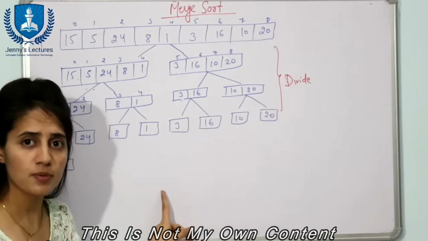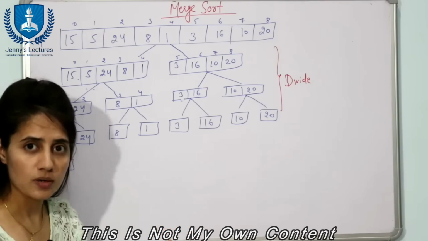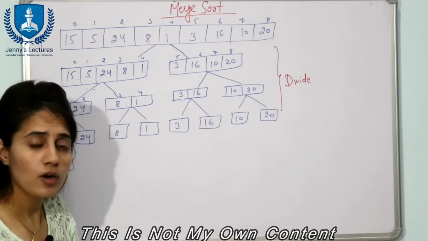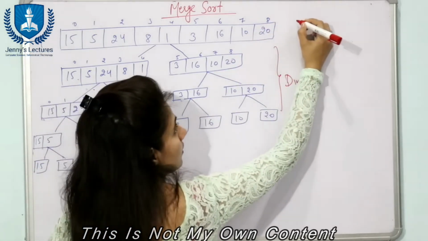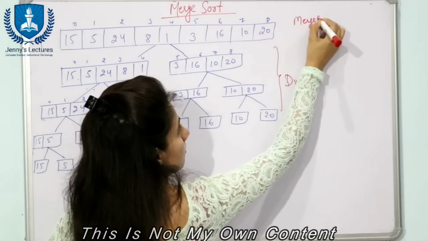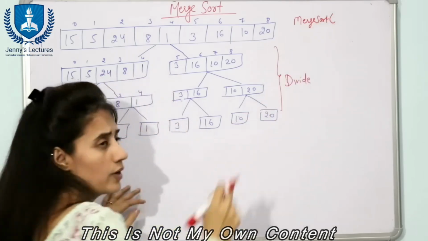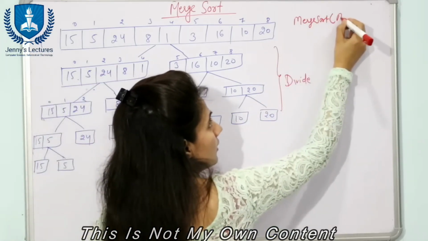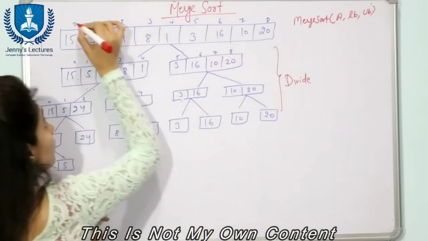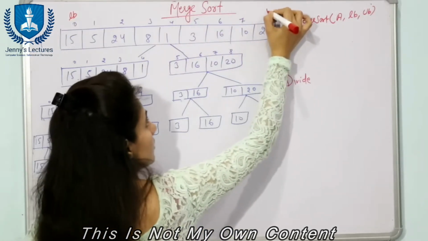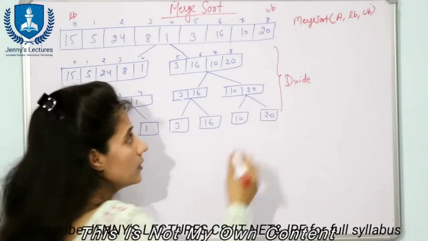Now what is the second step? Merging. Now if I write down the algorithm, how will you write it? We are going to take a function merge sort. A is the array, and we are going to pass the lower bound and the upper bound.